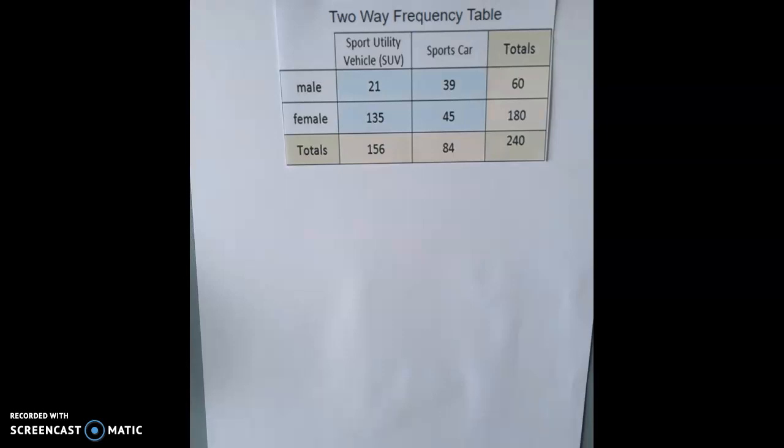So two-way frequency tables seem quite complicated, or they get quite complicated, but really all you need to do is understand what it is that you're being asked and how you can use the information in the table to find it. So the first part of the lesson talked about finding the total values for the events.